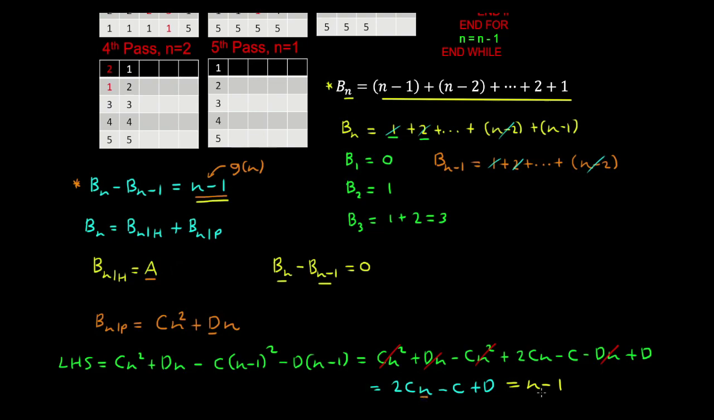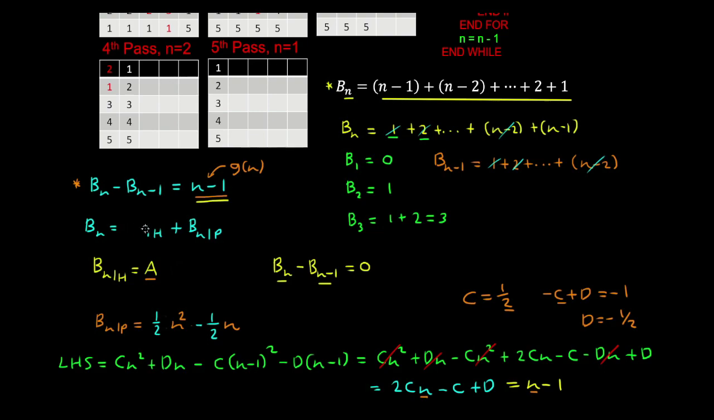And now equating the coefficients of n, we get 2C is equal to 1, or C is 1/2. And equating the coefficients of n to the power of 0, we have minus C plus D is minus 1. And if you substitute C is equal to 1/2, D is minus 1/2. And replacing C and D in our particular solution, we have 1/2 n squared minus 1/2 n.